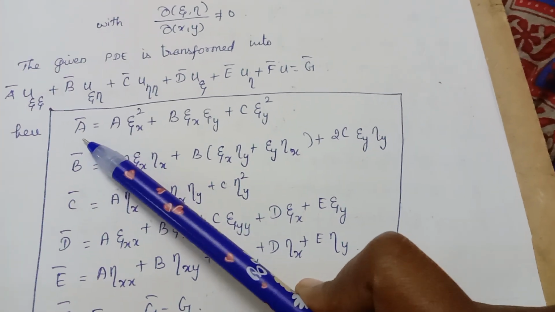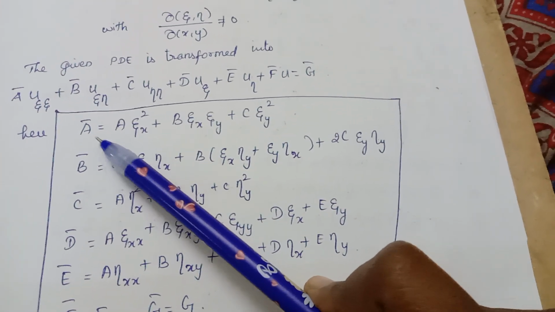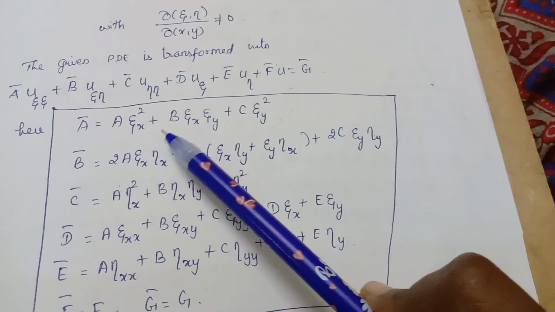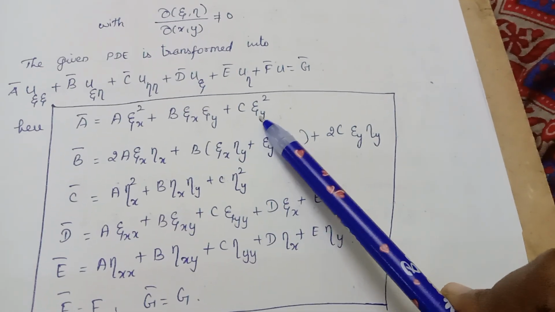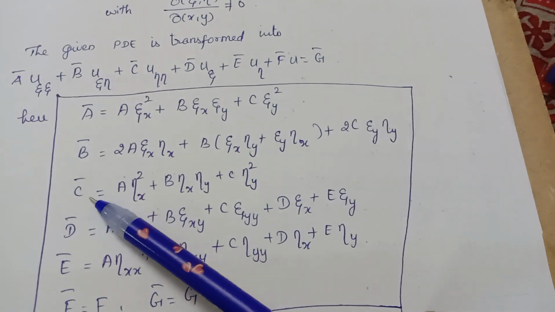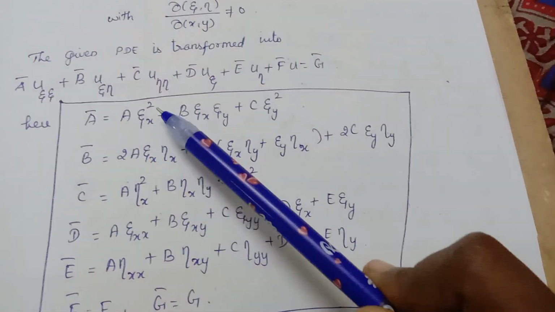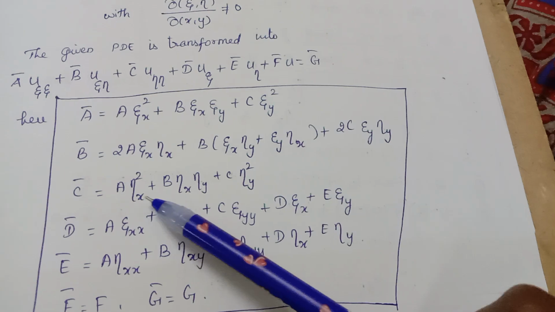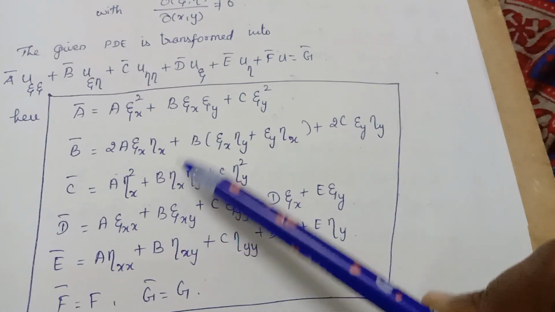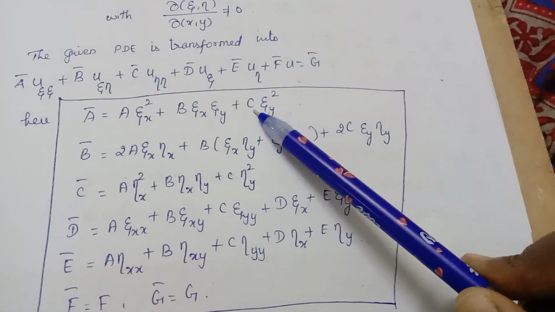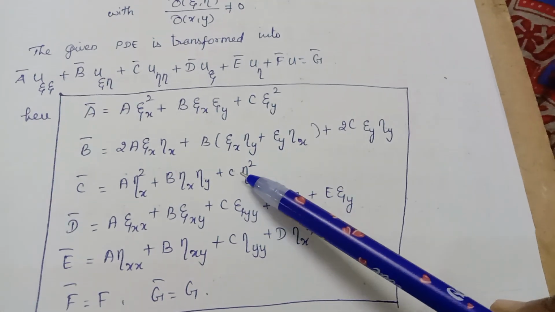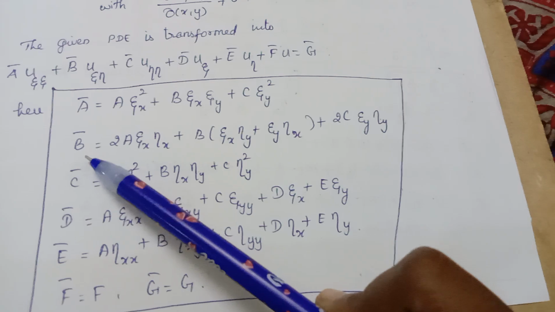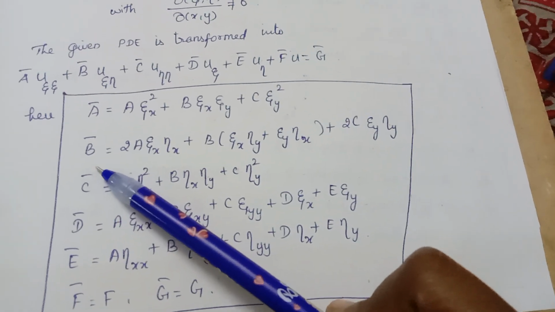A bar contains primarily the first order derivatives of psi. So A bar equal to A psi_x square plus B psi_x psi_y plus C psi_y square. Similarly, C bar primarily depends on the first order derivatives of eta. So similar to A bar, you have to write C bar. Here it is A eta_x square plus B eta_x eta_y plus C eta_y square. A bar and C bar are over, and B bar contains the combination of psi and eta.